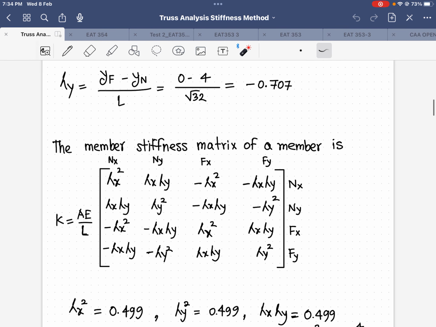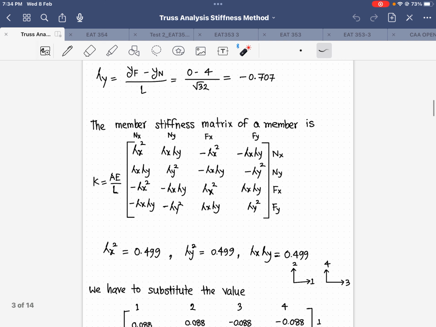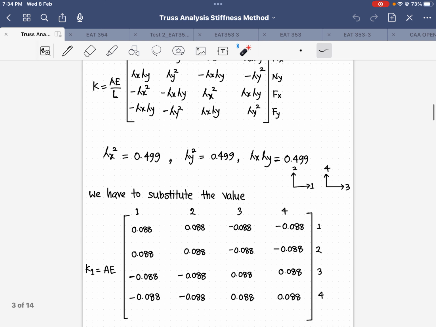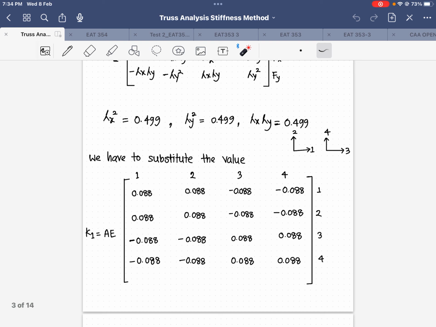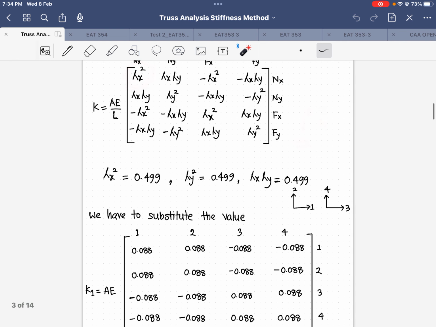Now I already know the formula. What is the formula for the stiffness matrix? We have the formula K equal AE over L, and we have to mention the near x, near y, far x, far y. So this is the formula. Now it's our time to plug in all the values into the formula. For ease, we can find some values first. In the formula you can see we have lambda x, so if we do lambda x squared, then we can easily get the value.